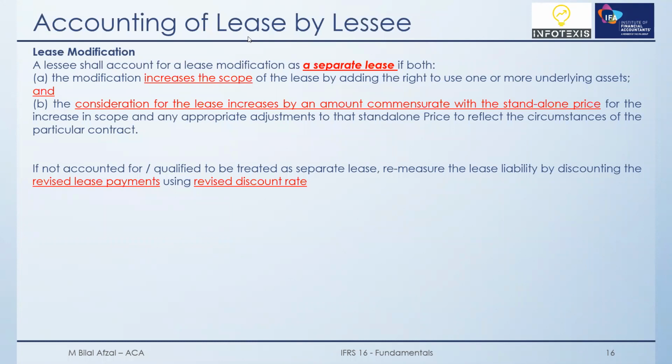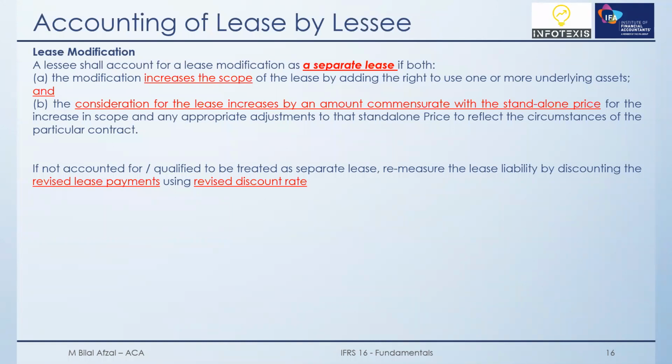So if the modification results in an increase in scope and gives the lessee an additional asset for which it has a right of use, it should be treated as a separate lease itself, and the original lease would not be changed. How we account for the separate lease is the same principle which we applied in the first place. We will discount the cash flow of the revised additional component of the lease using the revised discount rate, whatever the rate was prevailing at the date of modification.